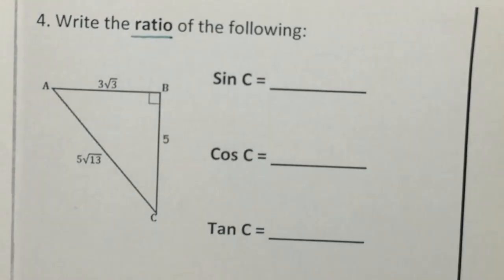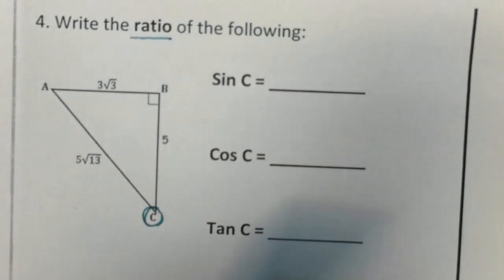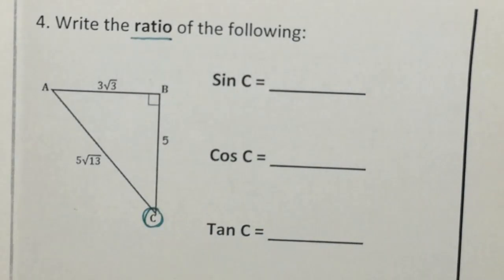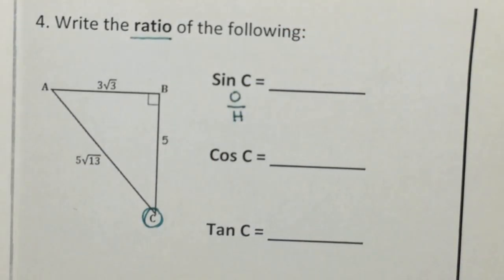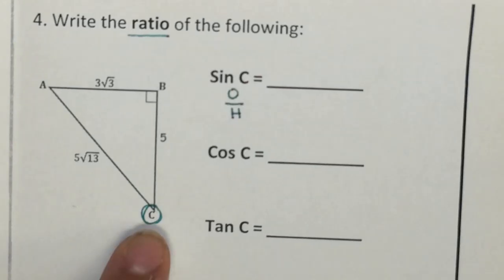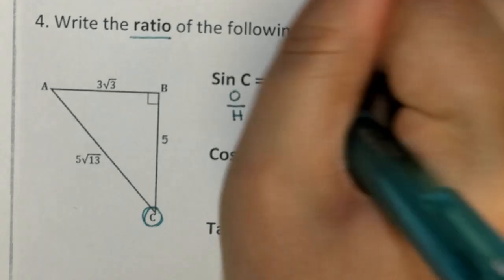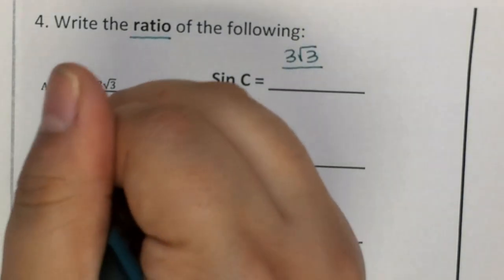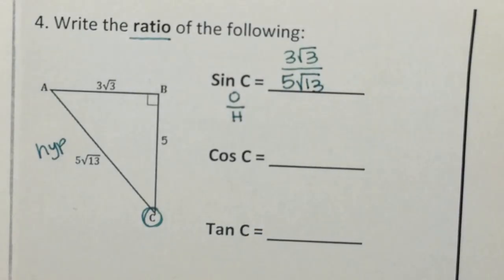So I want you to look at number 4. Again, what is it asking you to find? Ratio. I need to divide. I'm dividing something. Okay. And what letter are we dealing with here? What angle? C. I want to know the sine of C. What is sine? So, opposite over hypotenuse. What is opposite this C? 3 root 3. What is the hypotenuse here? 5 root 13. Is that an acceptable answer?